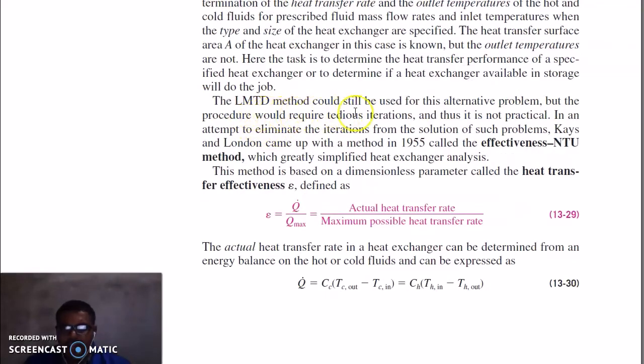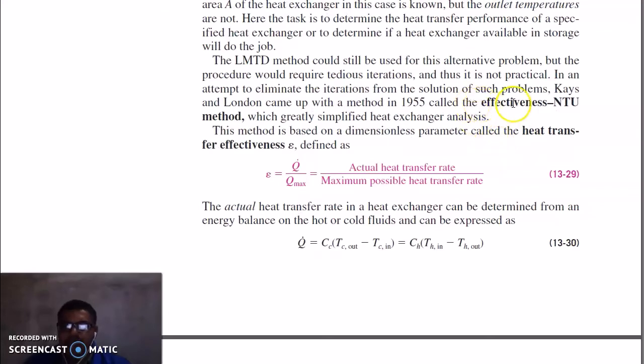The LMTD method could still be used for this alternative problem, but the procedure would require tedious iteration. So we will simplify this by using the effectiveness-NTU method, which greatly simplifies heat exchanger analysis. The method is based on a dimensionless parameter called heat transfer effectiveness epsilon, which is the ratio of the actual heat transfer to the maximum possible heat transfer rate.